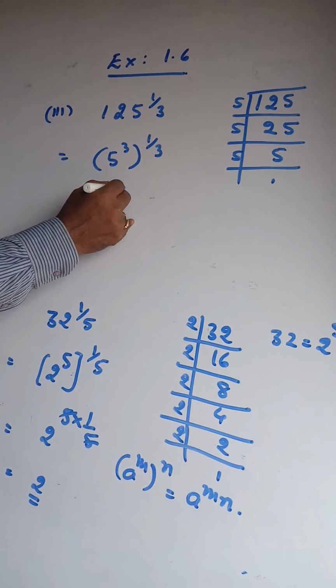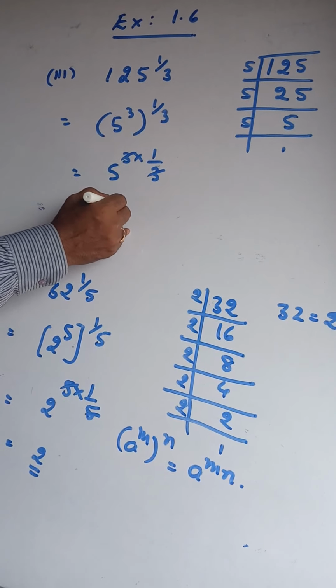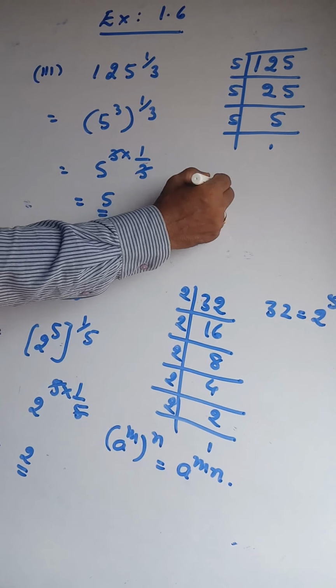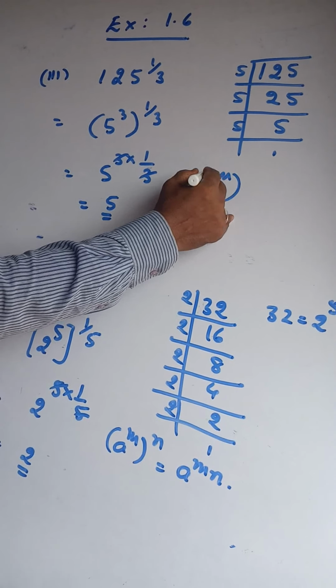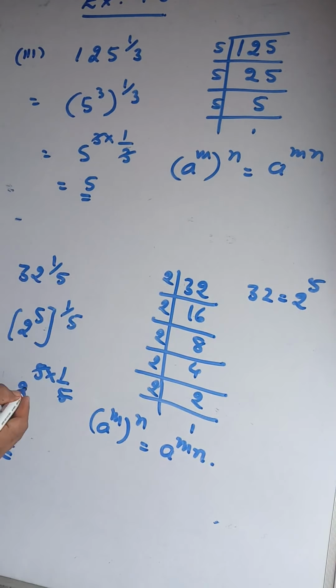Again here, 5 raised to the power of 3 into 1 by 3. The 3s get cancelled. 5 is the answer. Here, a raised to the power of m, whole raised to the power of n, is equal to a raised to the power of m into n.